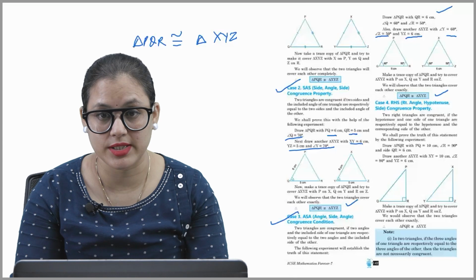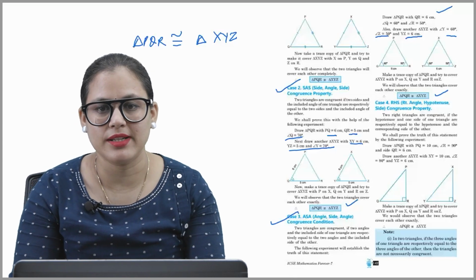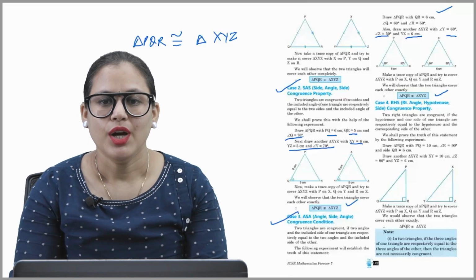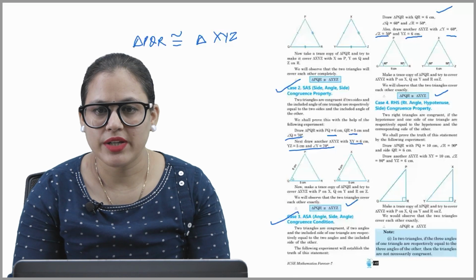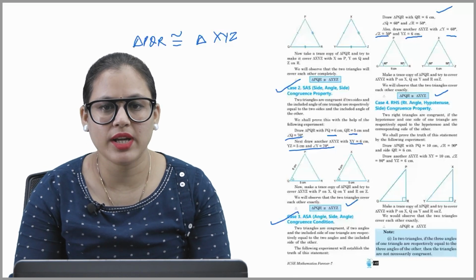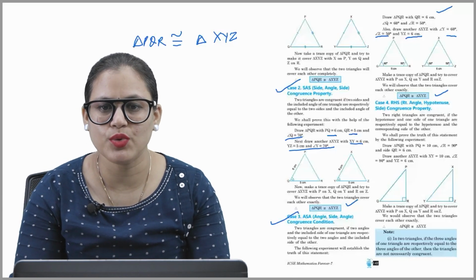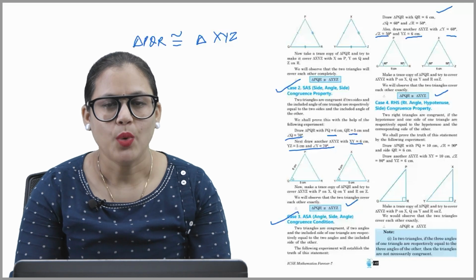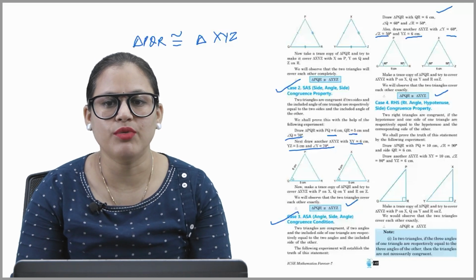Case 4, RHS, that is the right angle hypotenuse side congruence property. Two right triangles are congruent if the hypotenuse and one side of one triangle are respectively equal to the hypotenuse and the corresponding side of the other. We shall prove the truth of this statement by the following experiment.